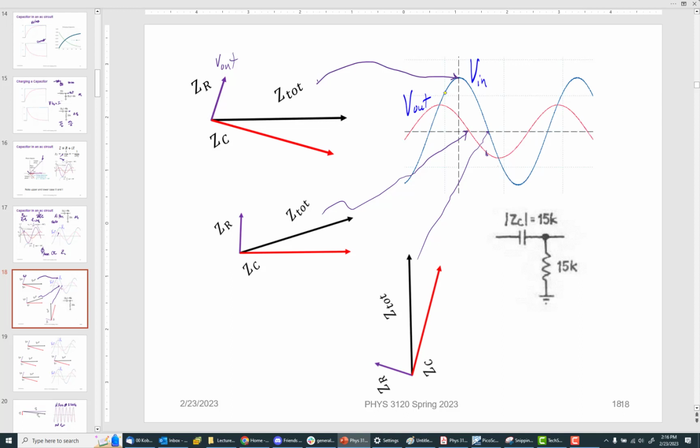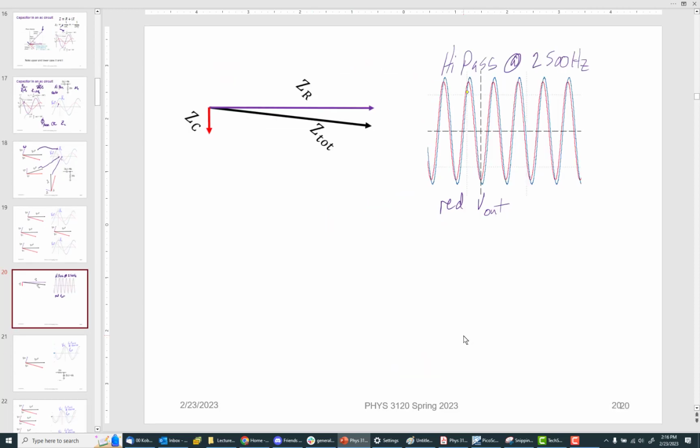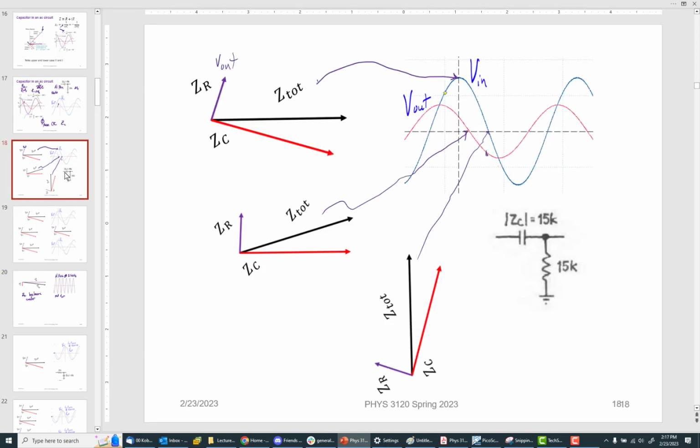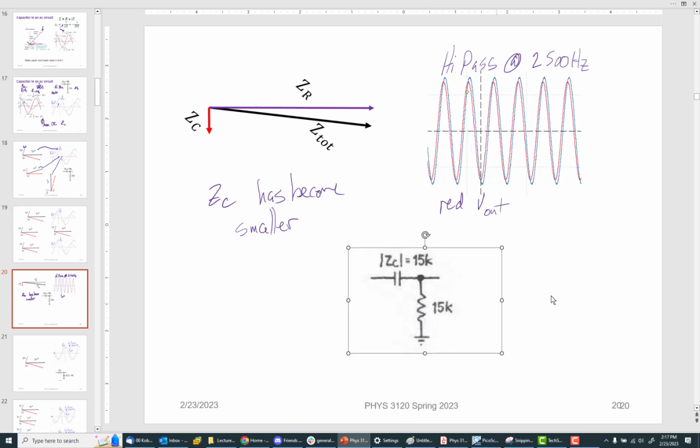So then if I go ahead and increase the frequency, now the Z total approaches ZR because now this is at 2500. Z capacitor has become smaller. Ironic. Oh, I think I gave you this slide. Z capacitor has become smaller, so now Z total is mostly ZR. And I'll bring this back. Just let me copy this. So now the Z of the capacitor is no longer close to the R. It's much less because I'm at higher frequency.